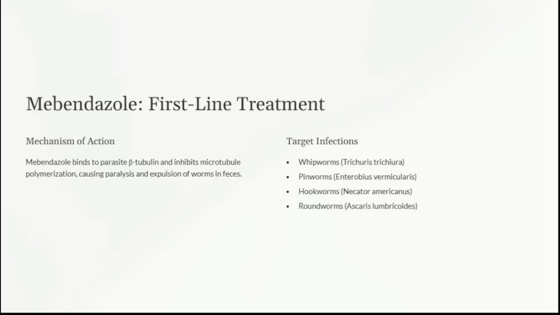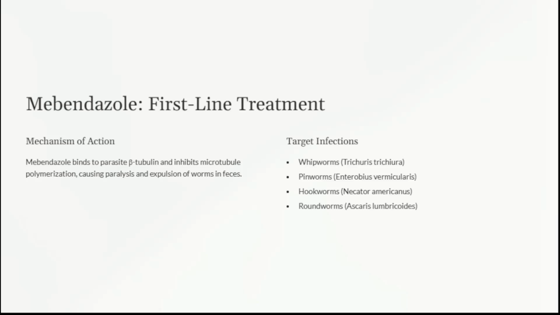So, mebendazole. This is the first-line treatment. It is a benzimidazole antihelmintic. This is a first line for many common intestinal nematode infections. So basically, its mechanism of action is based on binding to the parasite beta-tubulin and inhibiting microtubule polymerization. This prevents the worms from absorbing glucose, effectively paralyzing and starving the parasite, which is then expelled in the feces.